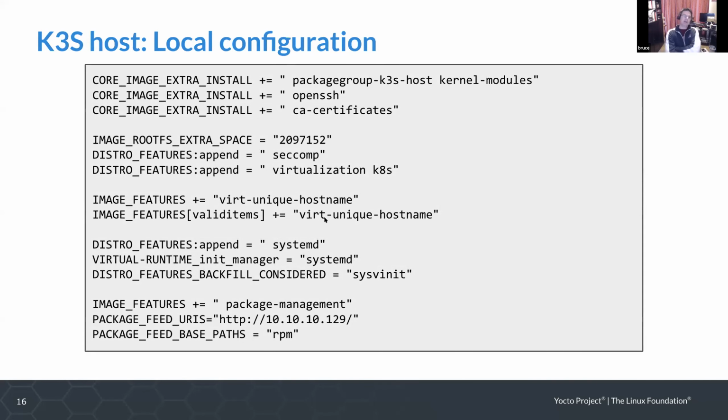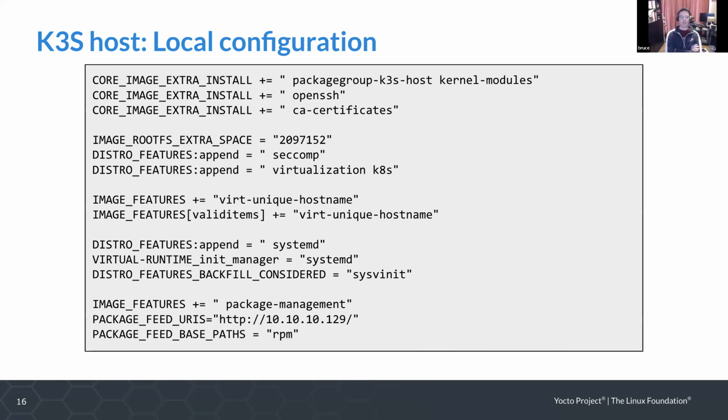And here they are. So I am adding on the host configuration. It's the package group K3S host and kernel modules. In theory, you can get away with not adding the kernel modules, but we have had issues in the past with not all kernel modules being fully in the RRECOMMENDS. So just to avoid that, I added it in.